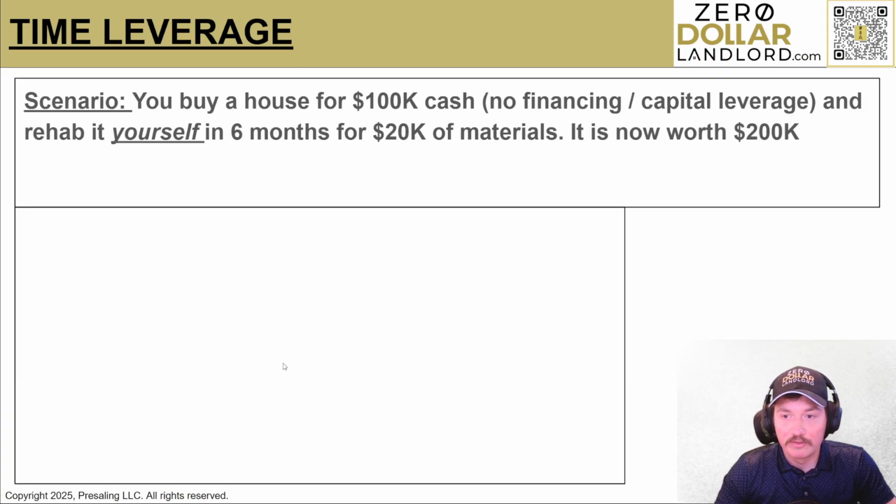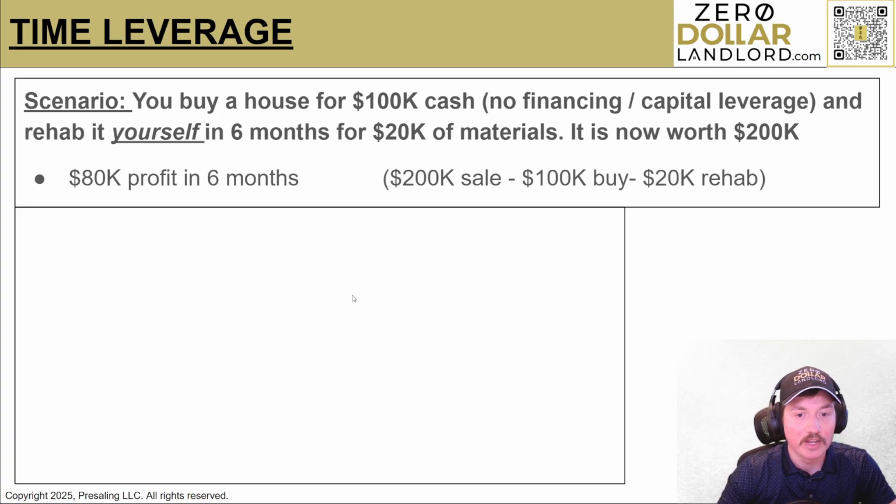Now we're going to talk about time leverage. You buy a house for 100K, no financing or anything else. We're just pretending you're buying it cash, and you rehab it yourself for 6 months. Now it's worth 200K. So 80K profit, 6 months. There's the math right there in case it's hard to follow.